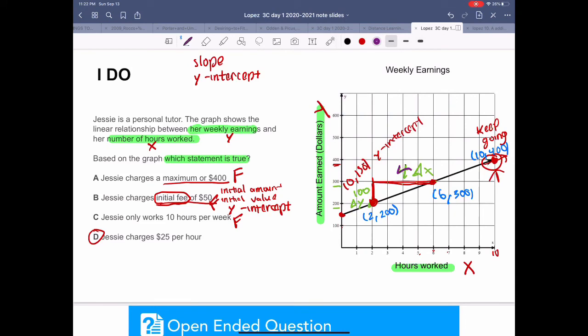And I'm actually going to color code that using a different color. And you write your slope as change in Y divided by change in X, which is equal to, my change in Y is 100. My change in X is 4. So 100 divided by 4 gives me 25. So that means my slope is 25.